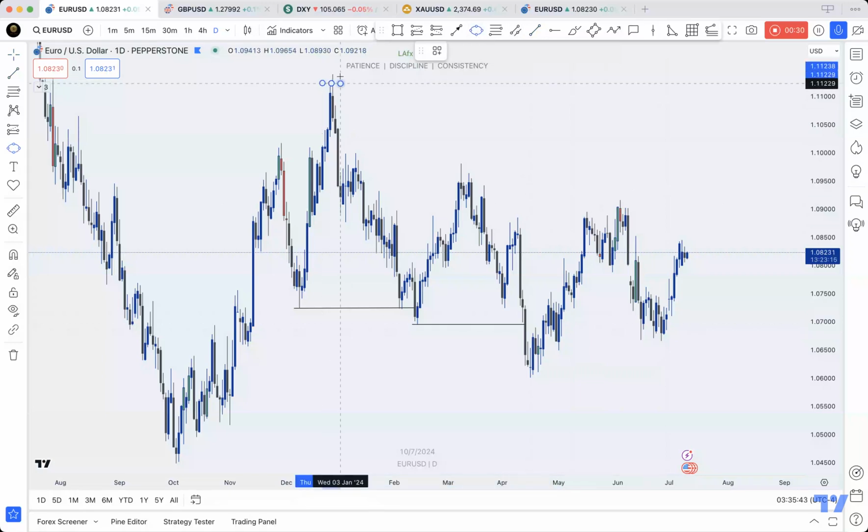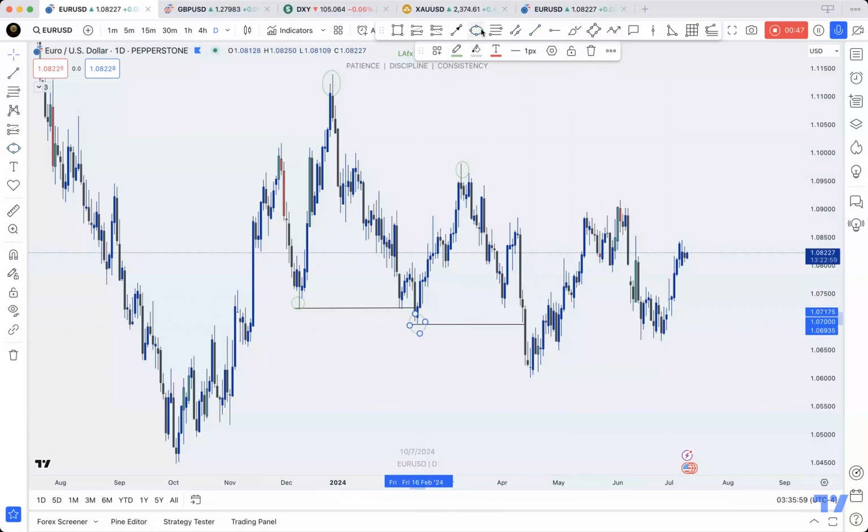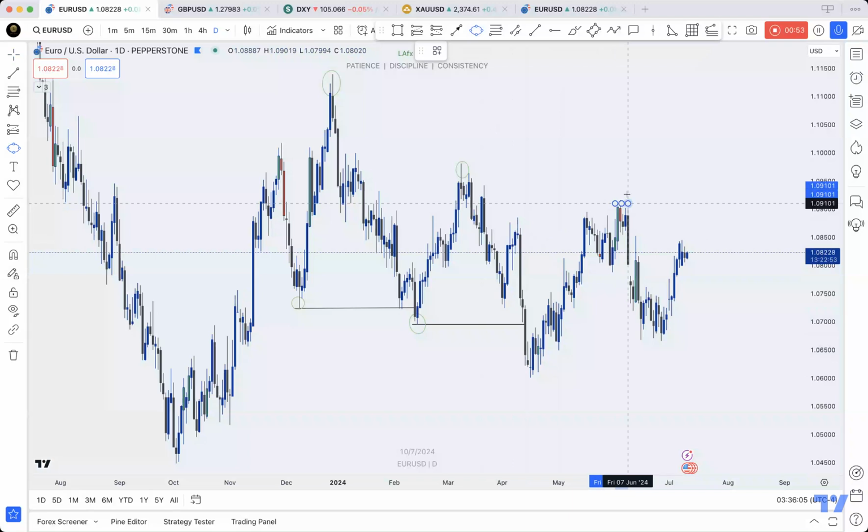This is our high. This is our low. This is our lower high. This is our lower low. This is our lower high. This is our lower low.